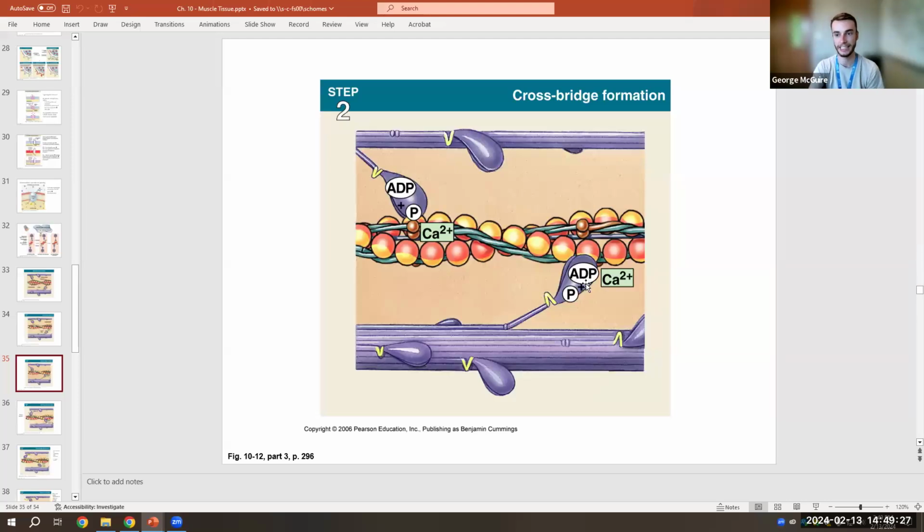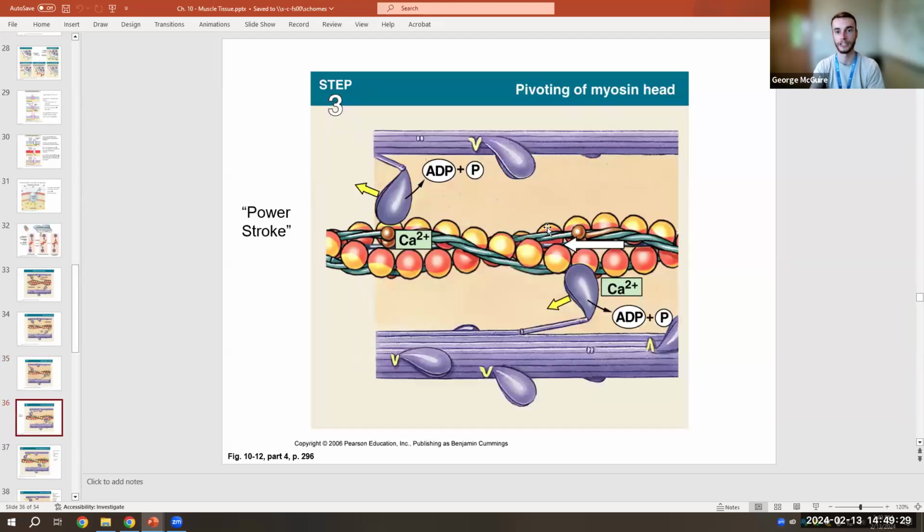So as it releases that ADP and individual phosphate, that's going to cause the power stroke, the bending of that head, that hinge, pulling the thin strands of the muscle closer together. And that is contraction. So we have a whole bunch of myosin heads pulling on all the thin filaments in each of our sarcomeres and each of our myofibrils and each of our myofibers to cause this one big contraction.